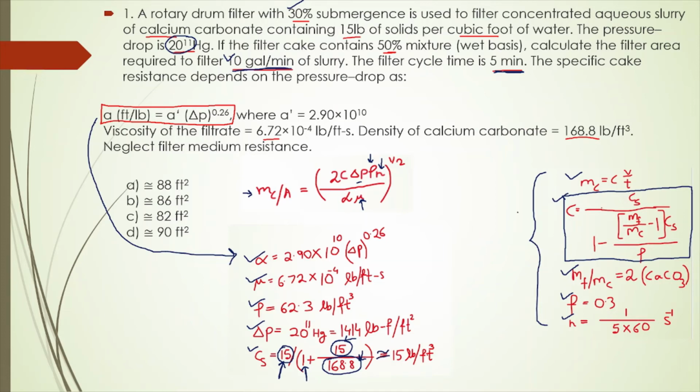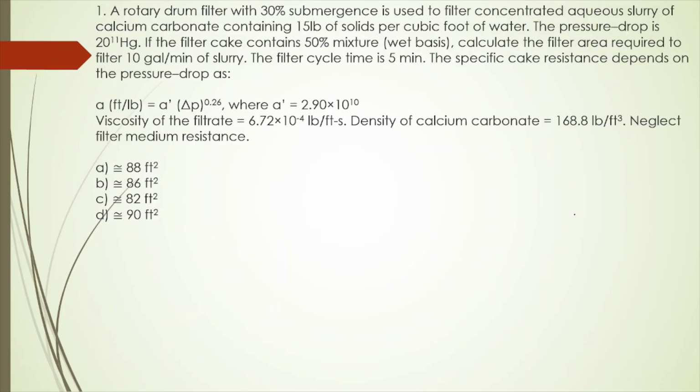Now you need to calculate the value of this C here. You know the value of CS, you have found out. You know the value of MF by MC, which is taken to be as 2 here for calcium carbonate. You know the value of rho now. Alright, so by putting all the values, you need to find out C here. So let's find out the C first. So C here comes to be around 19.2 pound per feet cube.